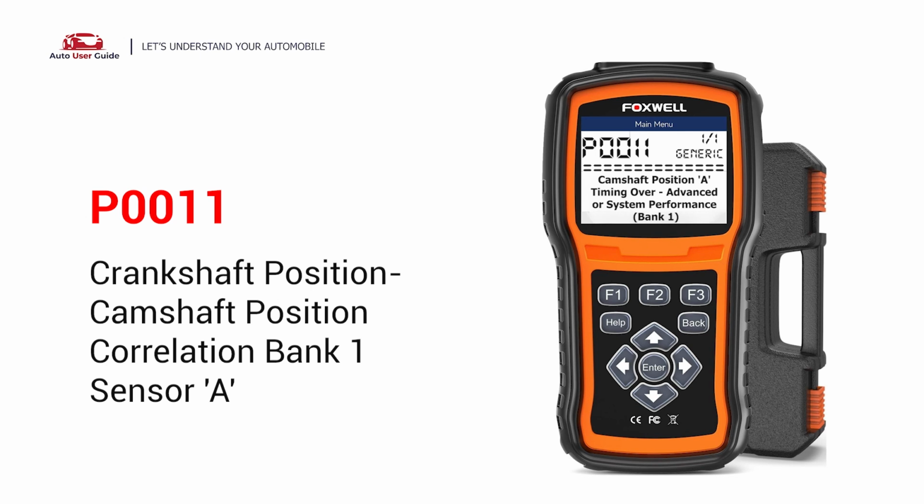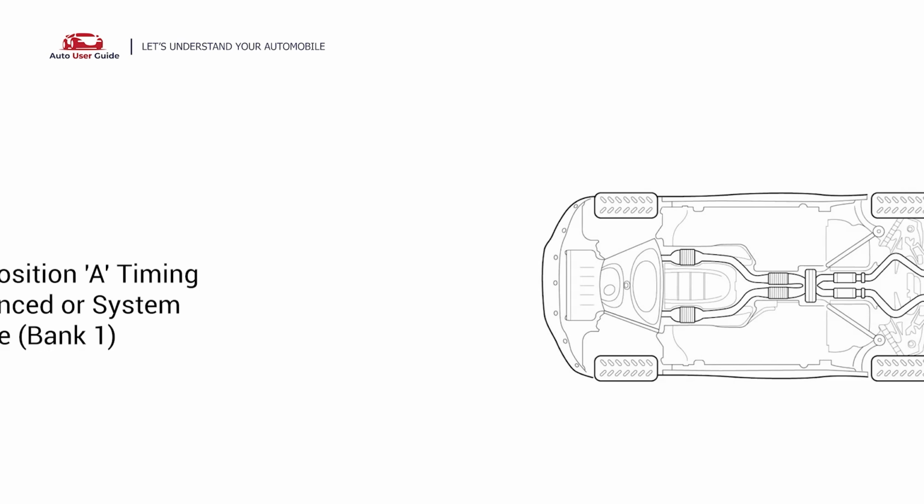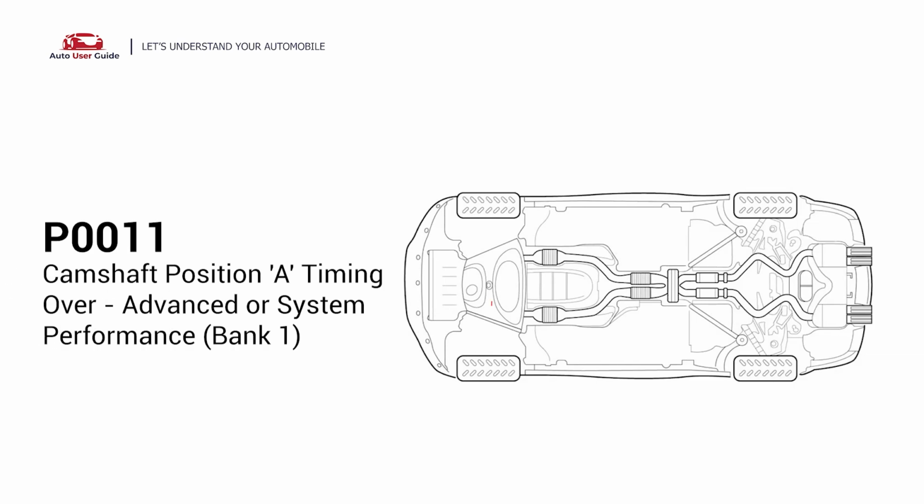If you are getting a P0011 error code, this video is going to show you two practical solutions to fix the error code at home. It indicates that the Engine Control Module, ECM, has detected that the intake camshaft timing for bank 1 is more advanced than the ECM's commanded position. Under this circumstance, stop driving and repair your vehicle immediately.